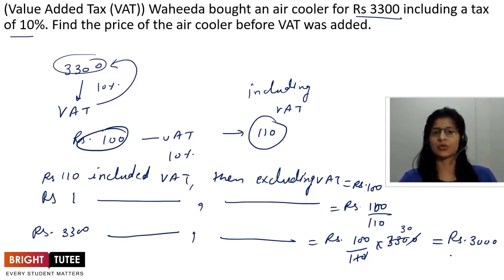The amount that we had to pay was 3000 and 10% VAT was on it. So 300 rupees extra we have paid, right? So if 3300 is including the VAT, then without VAT it will be rupees 3000. Clear? So this is the concept of sales tax and value added tax.